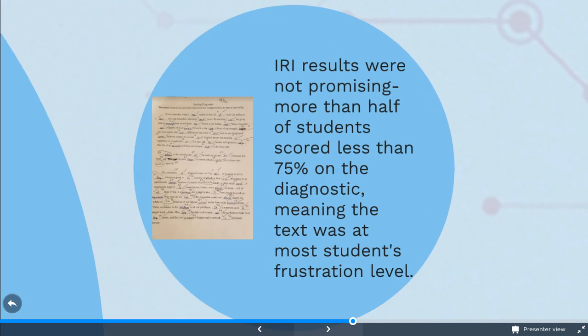For my IRI, the results were not promising. More than half of students scored less than 75% on the diagnostic. I did create the diagnostic from Animal Farm, 250 to 500 words from Animal Farm, which is a text that they were going to read that semester.